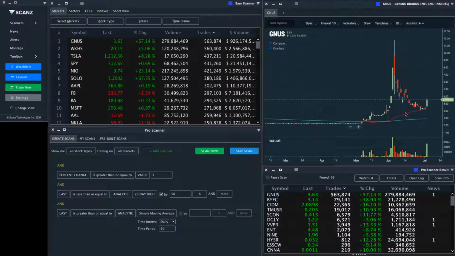I like to use moving averages, volume, price, day highs, day lows, and other types of variables to create these scans. You can also get creative and add other technical indicators such as the RSI or MACD. Basically, whatever your strategy is, the goal is to find stocks that meet those criteria.